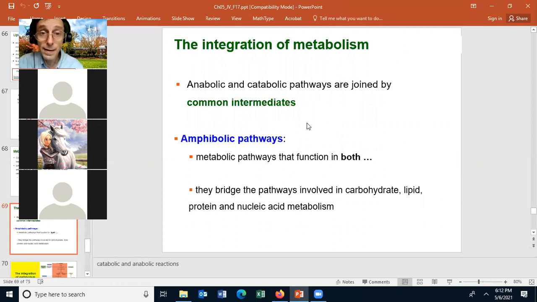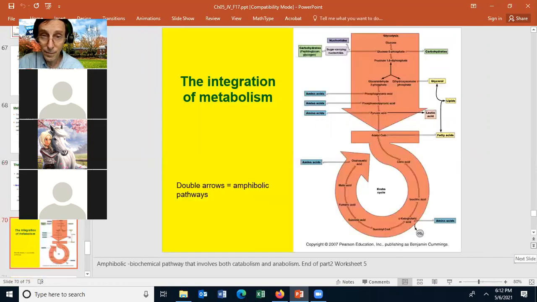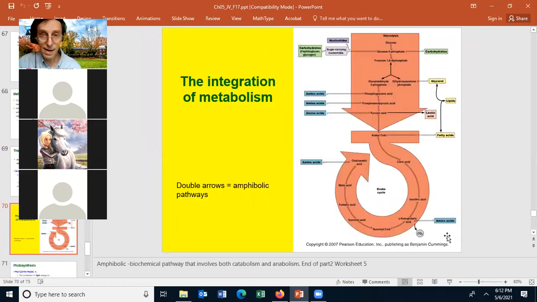And we've talked about anabolic and catabolic pathways as separate, but they are joined by common intermediates. And an amphibolic pathway is where the metabolic pathway can function in both directions. They bridge the pathways involved in carbohydrate, lipid, and protein and nucleic acid metabolism. This slide is trying to show you, let me see if I can blow this up.